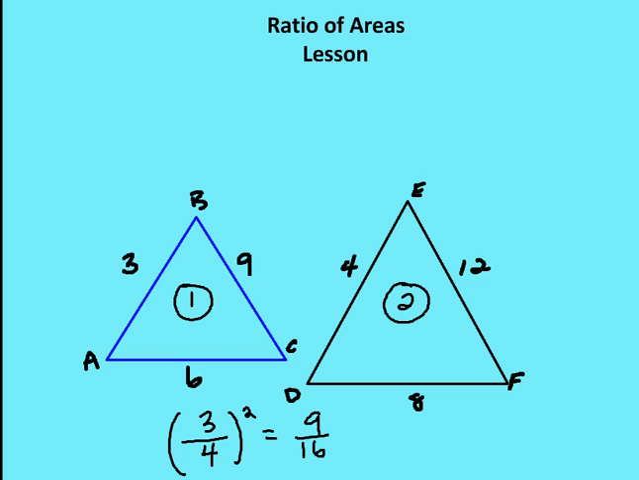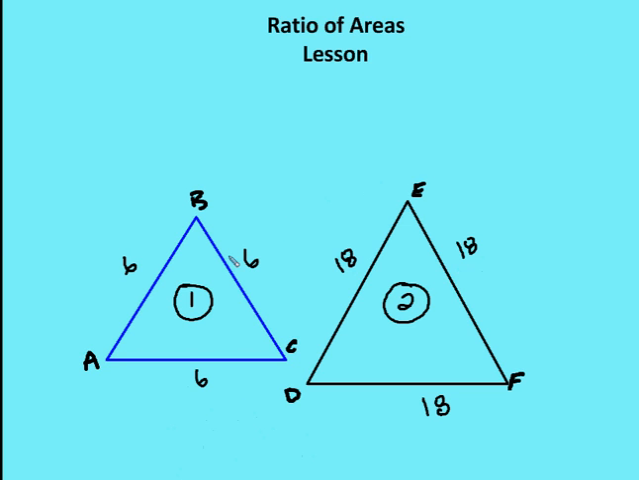So why is that true? All right, so let's take a look at two equilateral triangles, and let's understand why the relationship is going to be not just the ratio of the sides, but the square of the ratio of the sides. We actually did this problem before in a prior lesson. We had two equilateral triangles, one with side lengths of 6 and the other with side lengths of 18, and we figured out the respective areas of both.